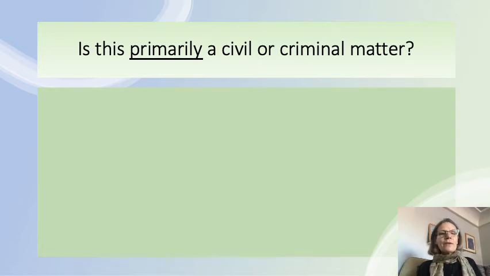So ask yourself, is this primarily a civil or criminal matter? Okay, let's get started. Marriage and divorce, getting married and getting divorced, is that primarily civil or primarily criminal? If you answered civil, you would be correct. Marriage is a contract, and when one of the parties fails to hold up the end of the contract, then it is dissolved through a divorce.